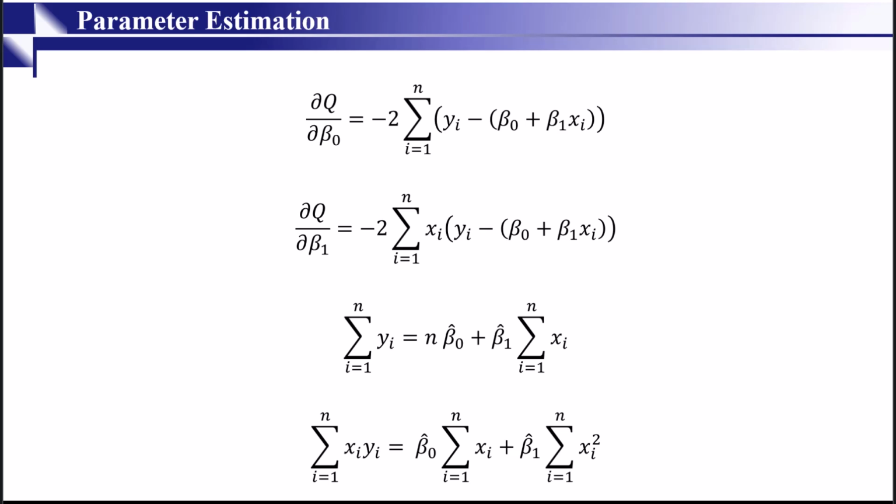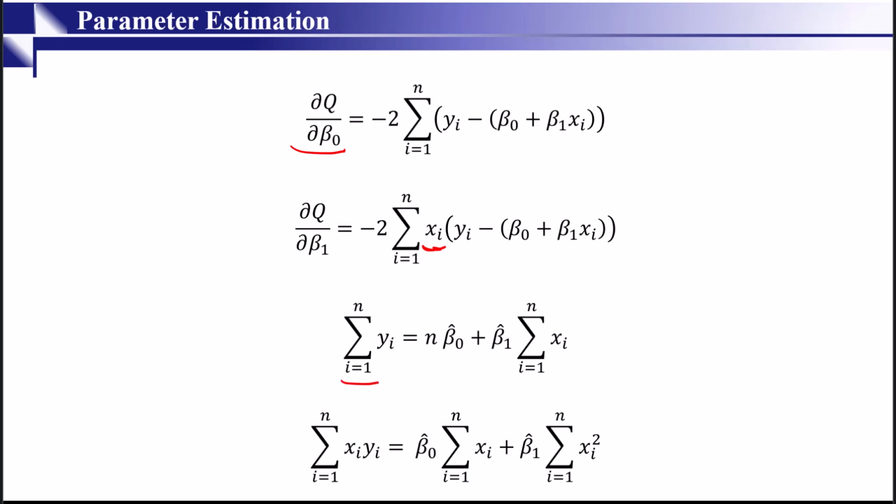We can estimate the parameters by taking the partial derivative of Q with respect to beta 0 and beta 1. First, the partial derivative with respect to beta 0, and then the partial derivative of Q with respect to beta 1, right? With respect to beta 0, it is equal to minus 2 times the sum from i equals 1 to n of yi minus (beta 0 plus beta 1 x). And the partial derivative of Q with respect to beta 1 is equal to minus 2 times the sum from i equals 1 to n of xi times (yi minus (beta 0 plus beta 1 xi)). So we can estimate beta 0 and beta 1 by solving these two equations.